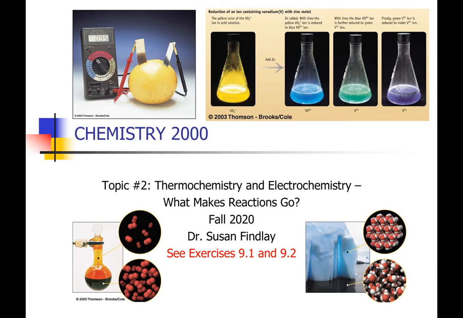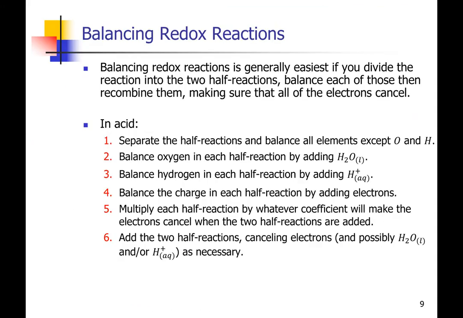In this video, we're going to talk about how to use the half reaction method to balance redox equations. The reason that we like the half reaction method is because this method makes it very clear how many electrons are being lost in the oxidation half of the reaction and how many electrons are being gained in the reduction half of the reaction. And that number of electrons is extremely important for the electrochemistry calculations that we'll be doing in the next set of notes.